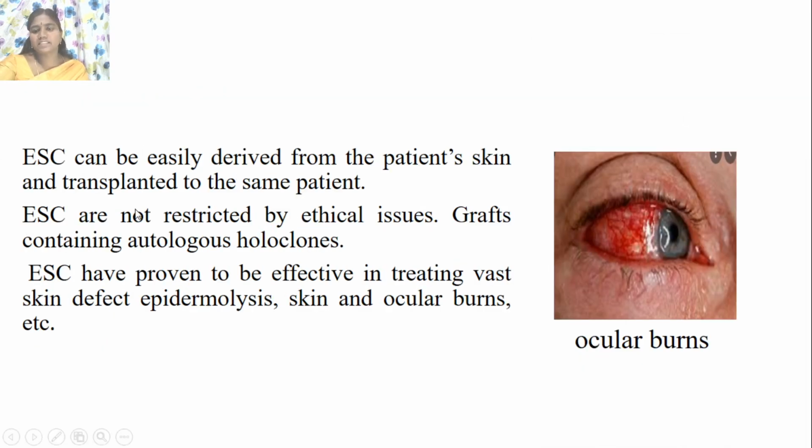These epidermal stem cells are used in the treatment of ocular burns, that is, burns of the eye region, maybe because of crackers or any other cause which damages this ocular region. These epidermal stem cells can be easily derived from the patient's skin and transplanted to the same patient. These cells are not restricted by ethical issues, and the grafts contain autologous holoclones. These epidermal stem cells have proven effective in treating vast skin defects, that is epidermolysis and skin and ocular burns, etc. This is one picture I have shown you of how they are used in the treatment of the eyes.